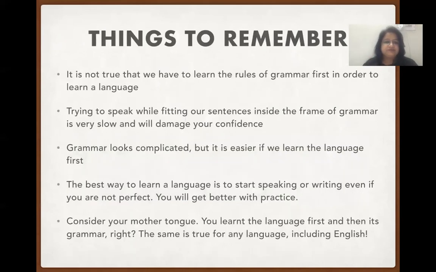Things to remember. It is not true that we have to learn the rules of grammar first in order to learn a language. This is very, very important. What happens is that when we hear these formulas, these are very complicated. I won't lie to you. I understand it is very complicated. S, V, V1, V3, being, plus auxiliary verb, plus whatever verb, all this is very confusing.